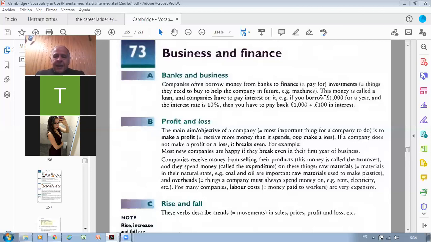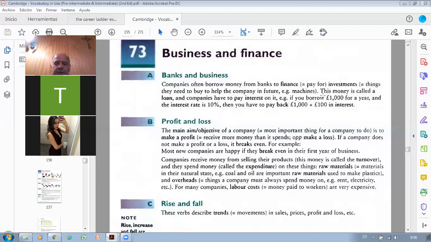Okay. So for that reason, a company in their first year if they break even, it's okay. It's not bad, okay? Because usually when you invest money, you are projecting your profits for the future, not immediately, right? So that is the idea of a company.